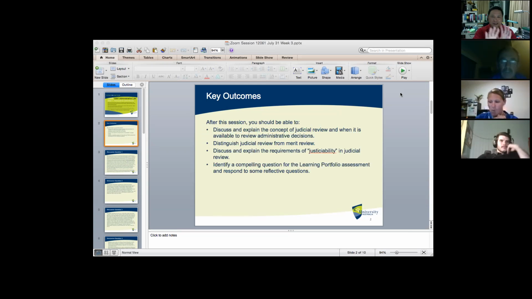And then identify, not that one, so skip that part on the compelling question. That was in relation to a previous assessment they had last term.